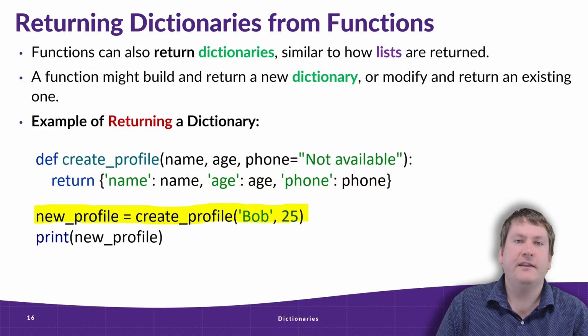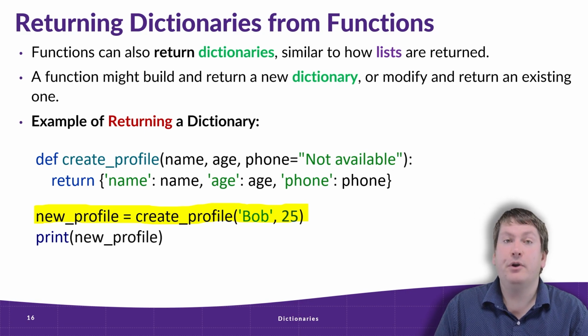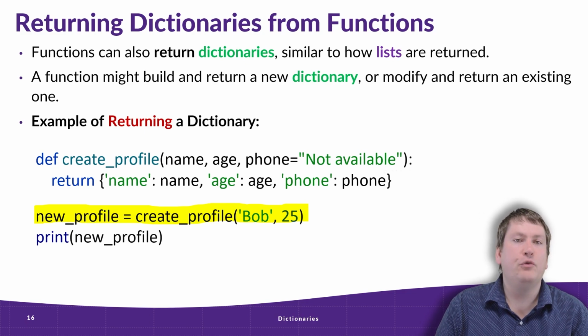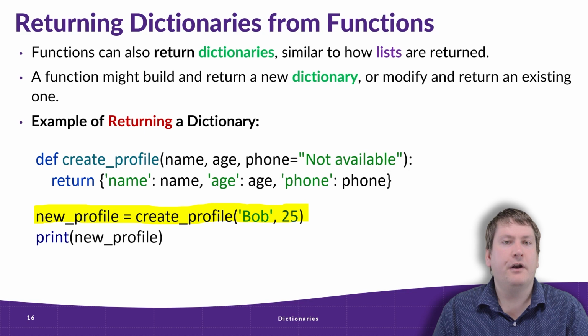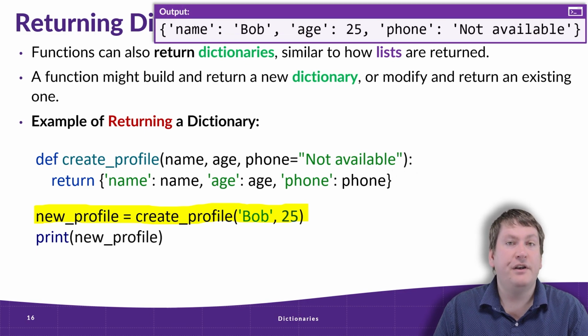Down here, we're actually calling the function. We're giving it 2 arguments, Bob for name and 25 for age. Because we don't provide phone, it's going to default to not available. Then the result of calling this function is going to be stored in new profile. So this function is going to return a reference to this dictionary, and then new profile is going to get that reference, and we can work with that dictionary outside of this function. So when we actually print this, it's going to print out the dictionary, which is going to be name Bob, age 25, and phone not available, because that was the default value.